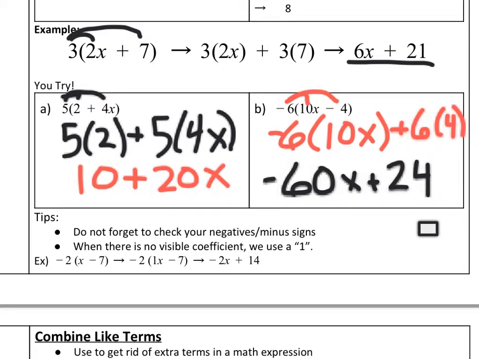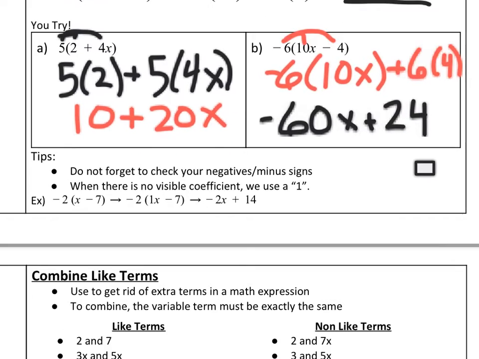So for example, down here we had negative 2 times x minus 7. Notice there's no number, no coefficient next to this x. So we can put in a 1, because 1 times x stays the same. 1 doesn't change anything in multiplication. And then you can distribute from there. In this case, negative 2 times 1 would be negative 2x. Minus 7, negative 2 times minus 7 is plus 14. And it would distribute out just like that.